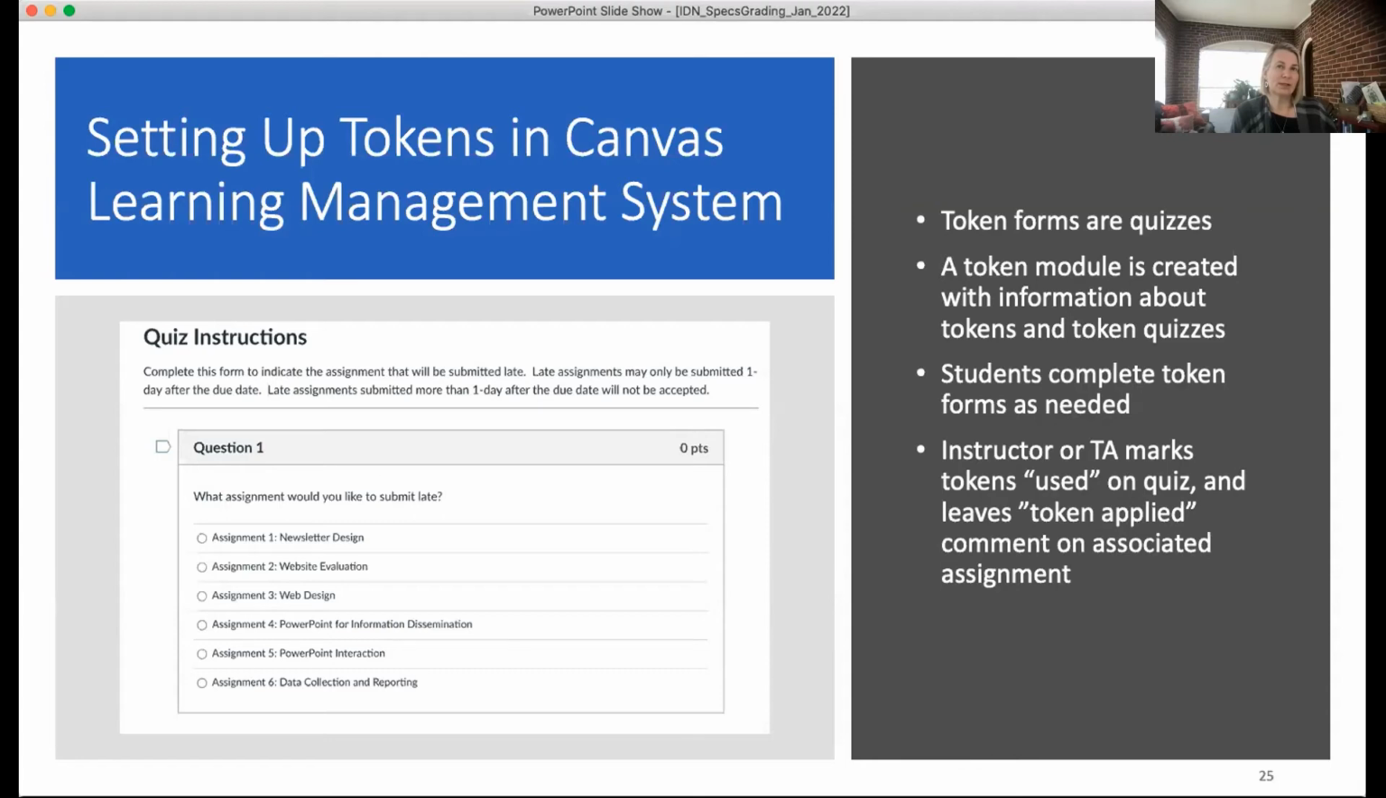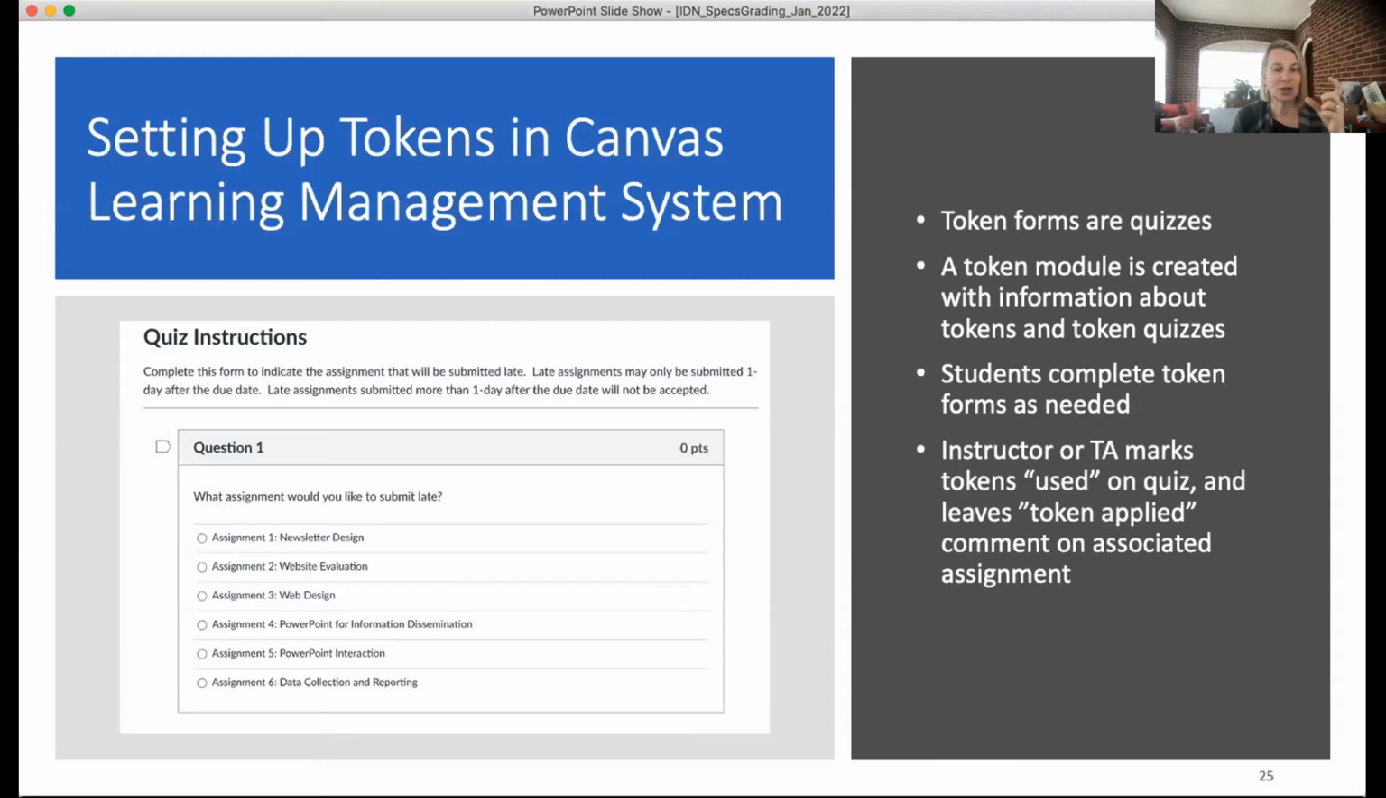So for the quizzes, we set them up and we put them in a module, just call it the token module. It's got a page in it that gives a description of what the tokens are and how they work. And if it's a class that has tokens that are designated for different things, like you can only have 2 late assignments and you can only have 3 redos. I'm talking about an undergraduate level class. I don't need to give that many tokens with a graduate level class. And of course, it depends on the number of assignments, et cetera, that there are.